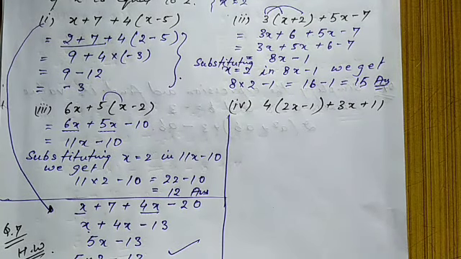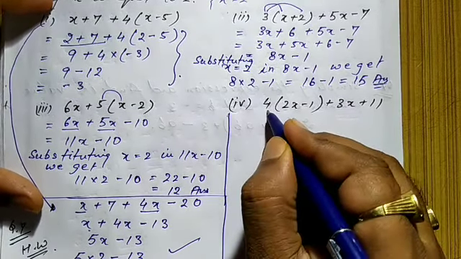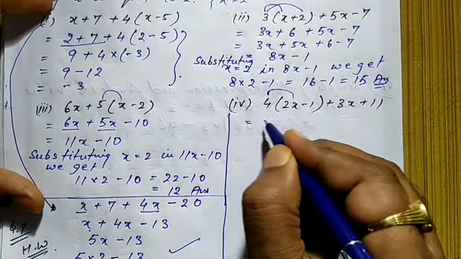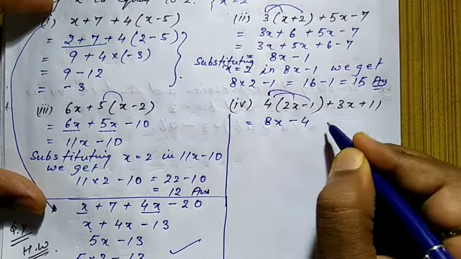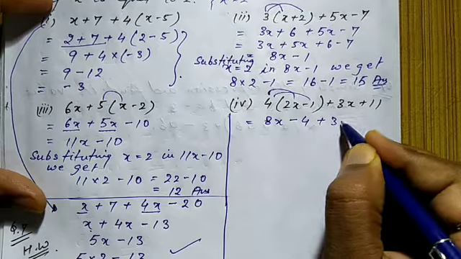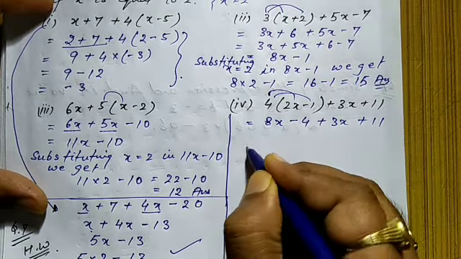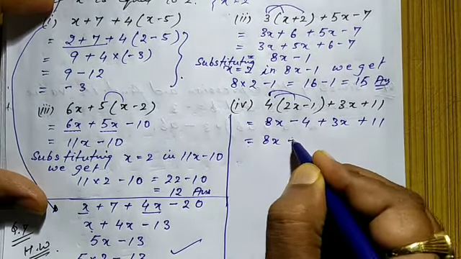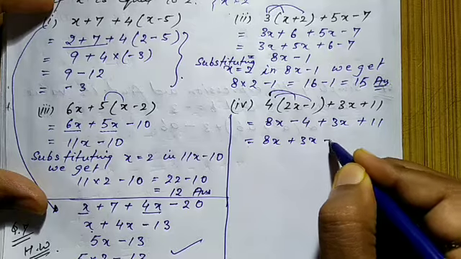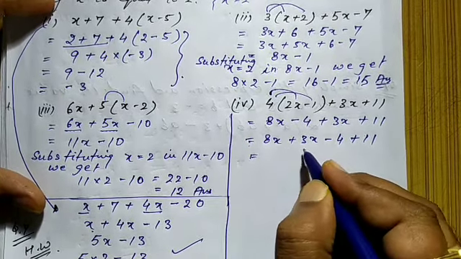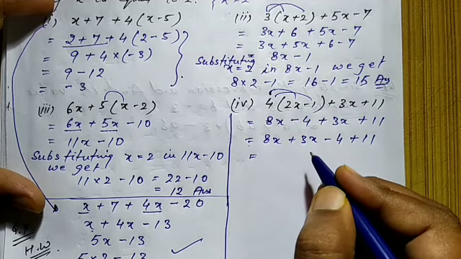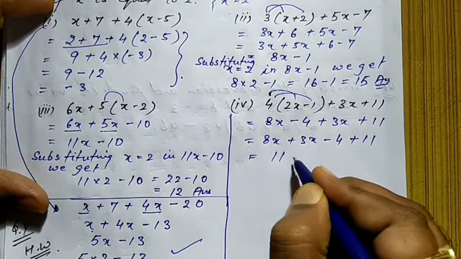Okay, last part of question number 6. 4 into 2x, this will become 8x. 4 into minus 1, minus 4, plus 3x plus 11. 8x plus 3x minus 4 plus 11. 8x plus 3x, this will become 11x.